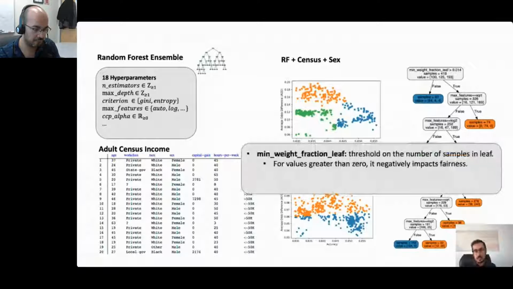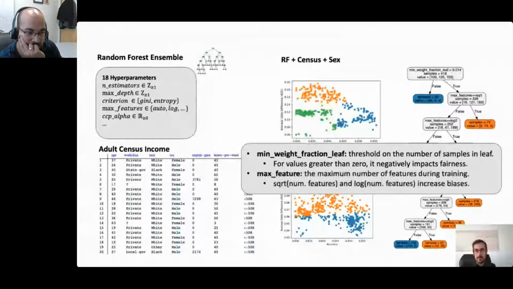The phenomenon was that min weight fraction leaf, which restricts the number of samples in the leaf node of a decision tree or random forest, can negatively impact fairness if it is set to a value greater than 0. And max features, which restricts the maximum number of features to search during training, can also negatively impact fairness if it is set to square root or log2 of the number of features.